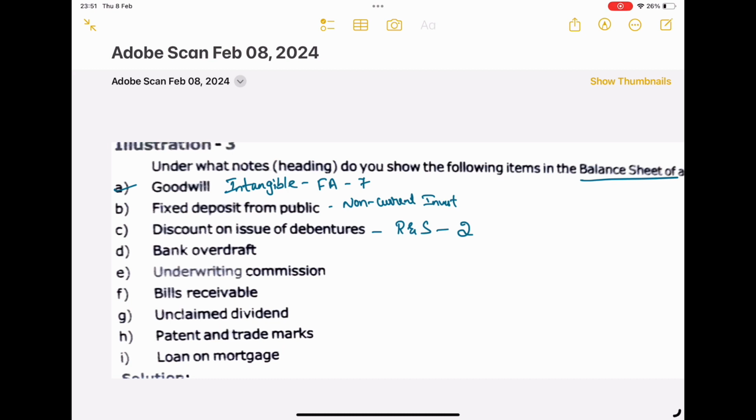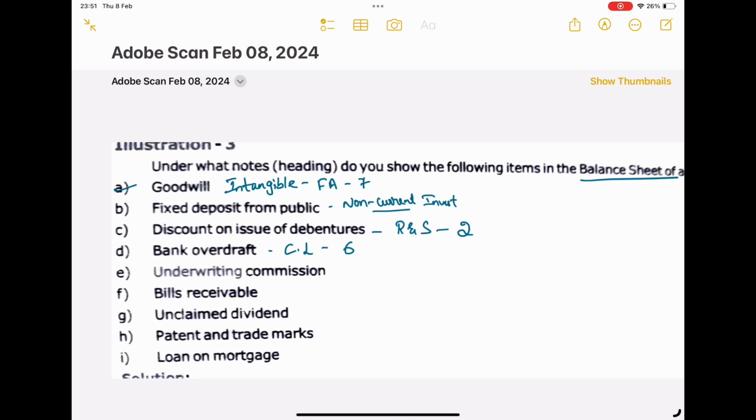Next, bank overdraft. For this we have not written a note number because there is no requirement of a note number. Next, bank OD. Bank OD is a short term borrowing taken by the company from a bank, isn't it? So this will be considered as a current liability. On the current liability side we are going to write it, that too in other current liabilities, that is note number 6.